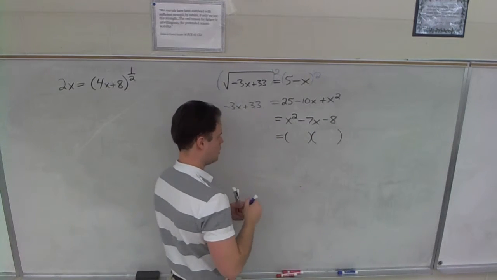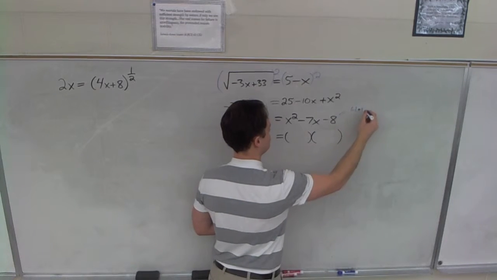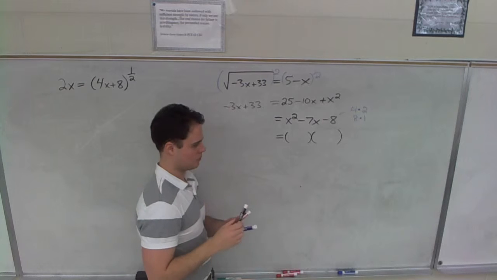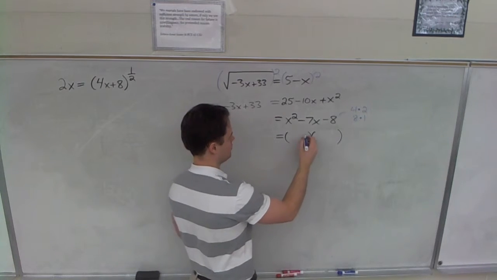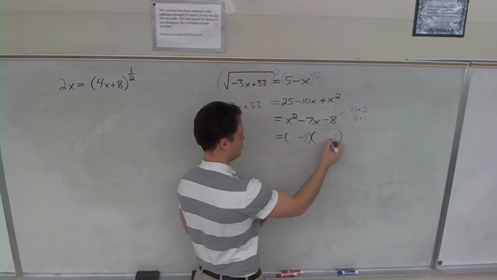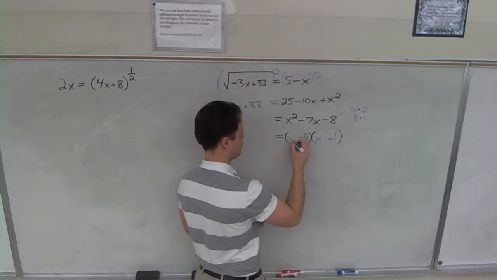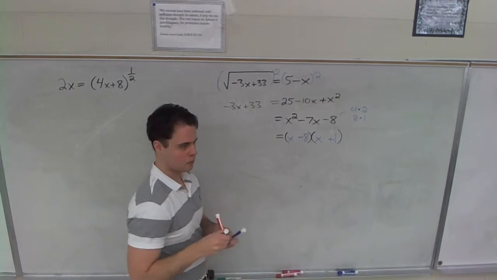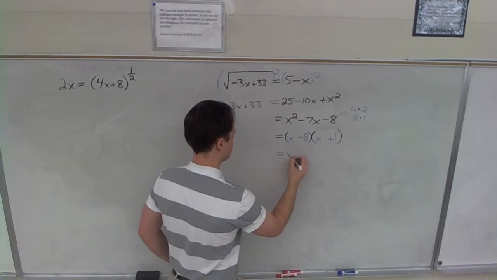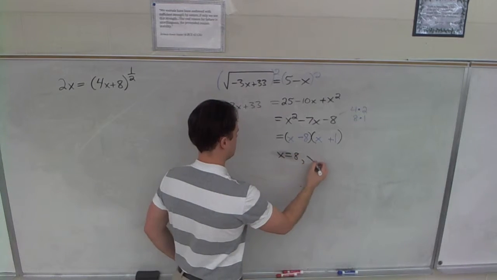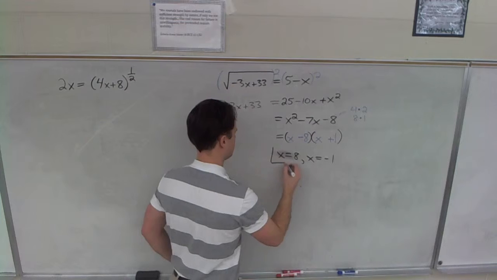Factors of -8, well, we got 4 and 2, 8 and 1. Those are factors of +8, I should say, but I think we want 8 and 1? Yeah. -8, +1? Yeah. Okay, so our answers are, I shouldn't put equals there, I should say x equals 8 or x equals -1.